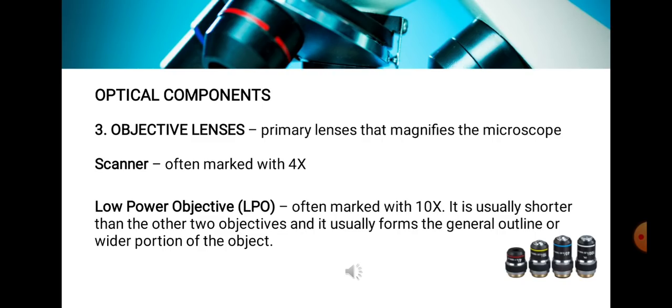The scanner objective is often marked with 4 times magnification. The low power objective or the LPO is often marked with 10 times magnification. It is usually shorter than the other two objectives and it usually forms the general outline or the wider portion of the object.